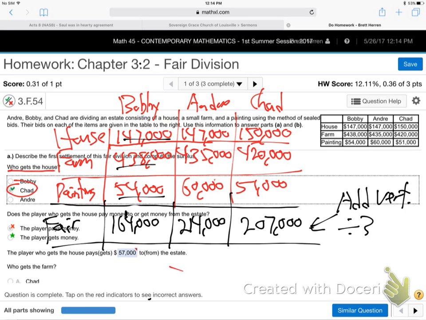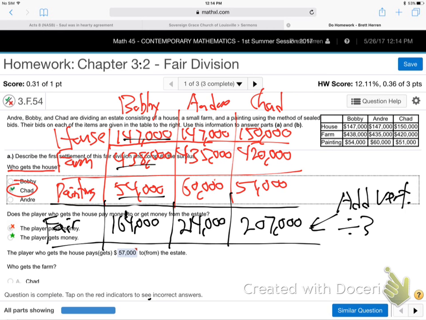It'll do you more good if I can make it make sense for you than just steps that you imitate, kind of monkey see, monkey do. You want to get it, and it'll stick better with you. Does that make sense? If I add up all the numbers for Bobby, that's the total value he thinks it's all worth. Then divide by 3, that's a fair share for Bobby and for Andre and for Chad. So there's their fair share numbers. That's what they think is fair.